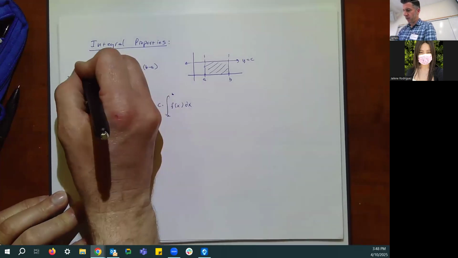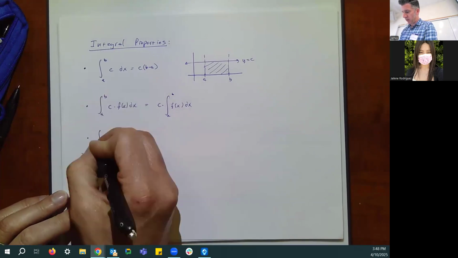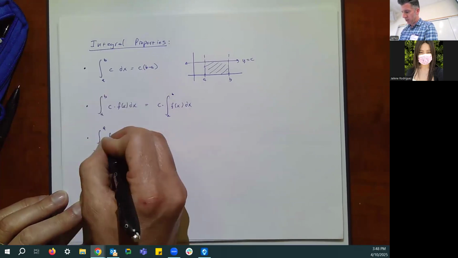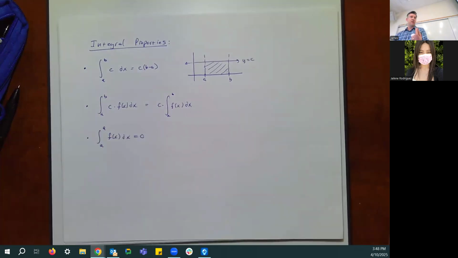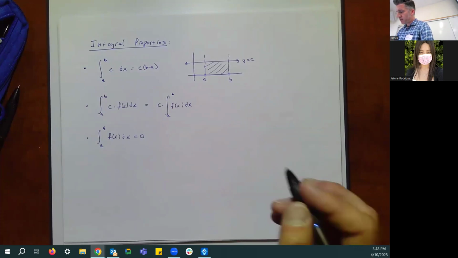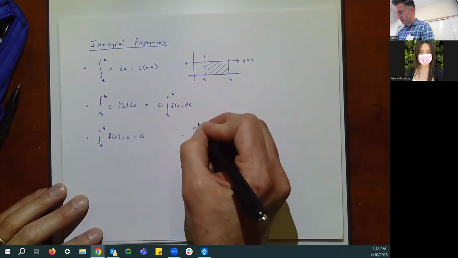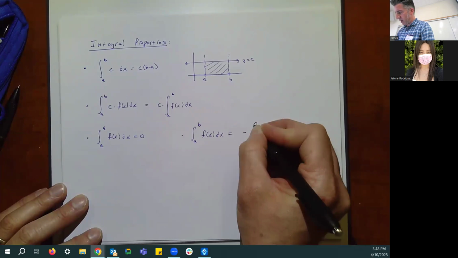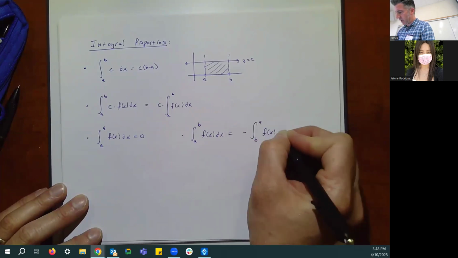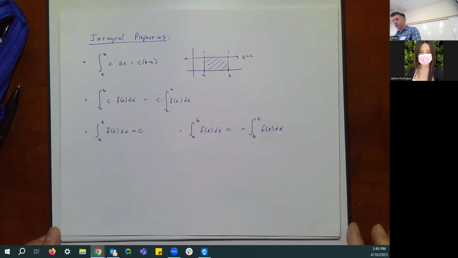What else? There's a few other ones here that are important. We said this last time, the integral from a to a of any function is going to be 0 because you don't have any base. It's all just height with no width. We also said the integral from a to b of f of x is equal to the negative of the integral from b to a of f of x. If you change the order of the limits of integration, it changes the sign of your integral.